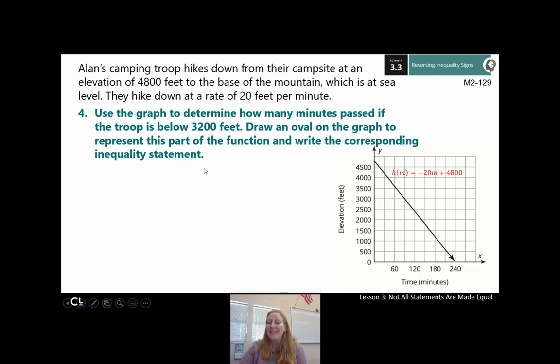So remember how we did this last time, how we could use the graph to help us find what we were looking for. You may want to go back, flip over to your notes from last time, see if you've got a few little reminders on how you can use the graph on this. Go ahead and hit pause, see if you can figure out how many minutes passed if we're below 3,200 feet, and then hit play when you're ready to check your work.